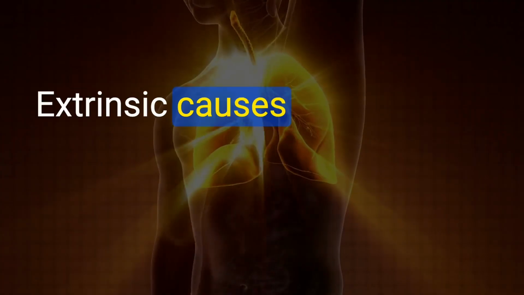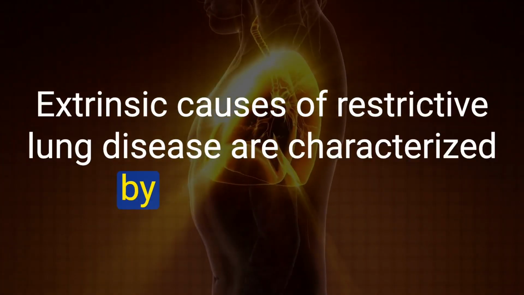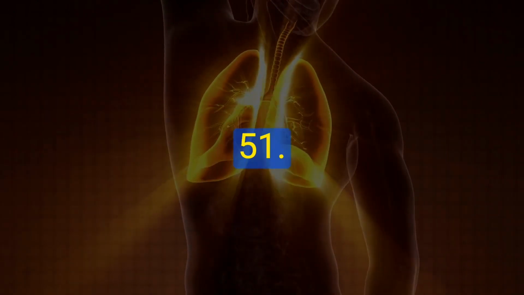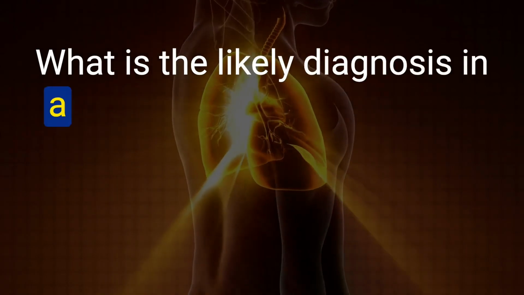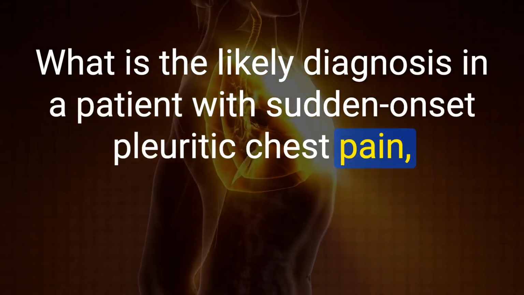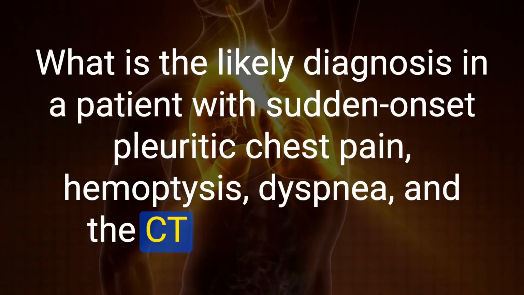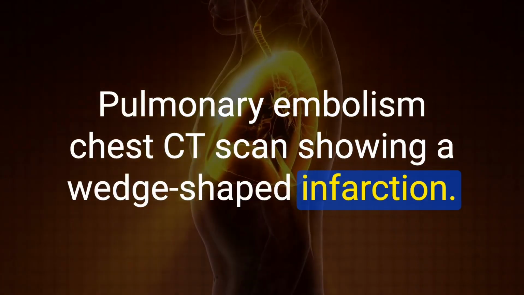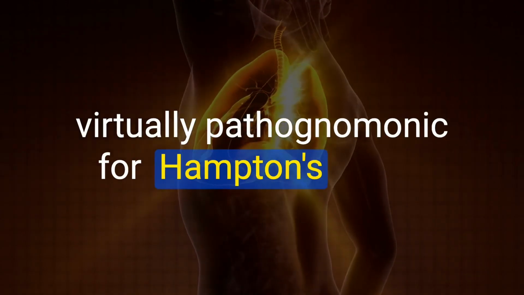50. Extrinsic causes of restrictive lung disease are characterized by a normal DLCO. For example, myasthenia gravis, ALS. 51. What is the likely diagnosis in a patient with sudden onset pleuritic chest pain, hemoptysis, dyspnea, and the CT findings below? Pulmonary embolism. Chest CT scan showing a wedge-shaped infarction, virtually pathognomonic for Hampton's hump.